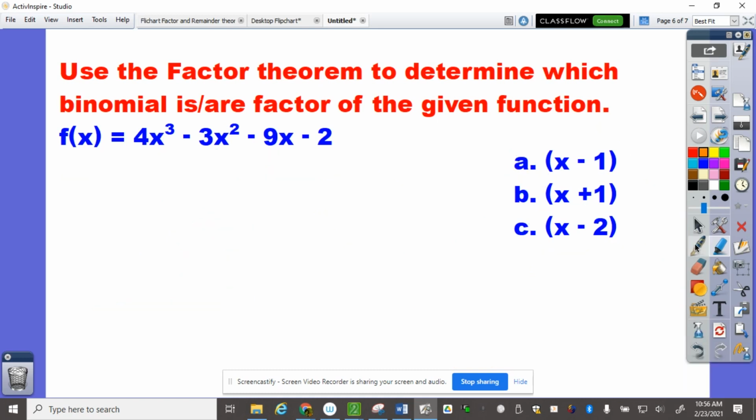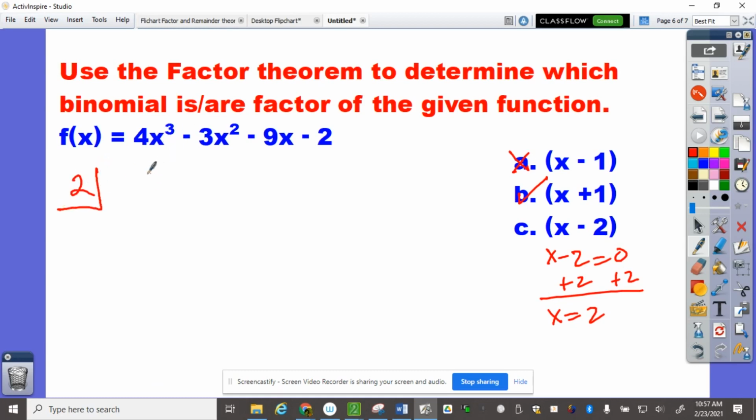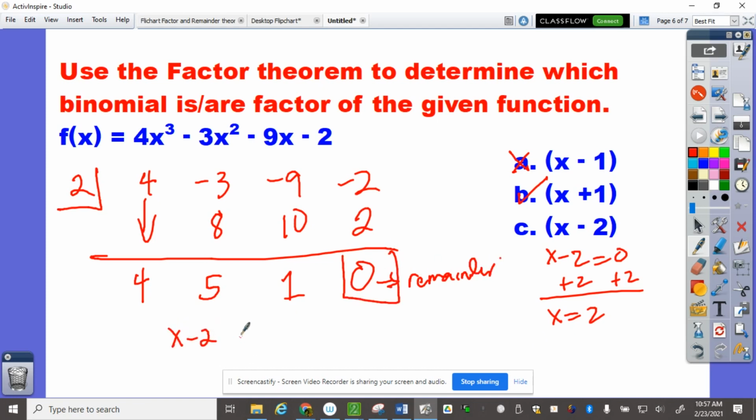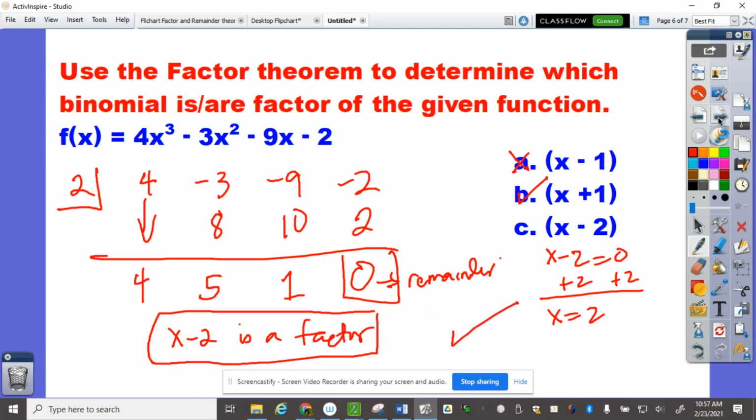Let's do letter C. So right now we know letter A is wrong. It's not going to be a factor. B is a factor. So let's try x minus 2. Remember, x minus 2 is equal to 0. So therefore, plus 2 there, plus 2 there, x equals 2. So applying synthetic division, my in-house number is 2. Using synthetic, I will have the coefficients here. They are already in standard form. Drop the 4. 4 times 2 is 8. Negative 3 plus 8 is 5. 5 times 2 is 10. Negative 9 plus 10 is 1. 1 times 2 is 2. Negative 2 plus 2 is 0. So the remainder there is equal to 0. So therefore, x minus 2 is a factor. Kaboom. Next.